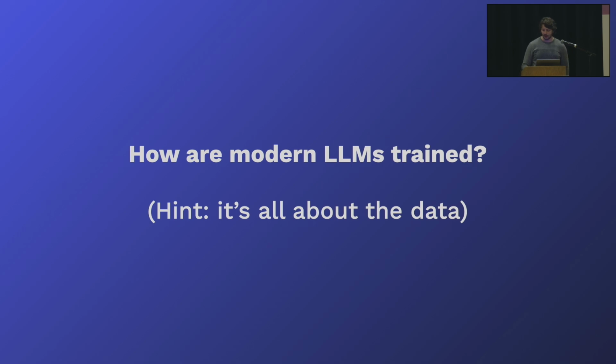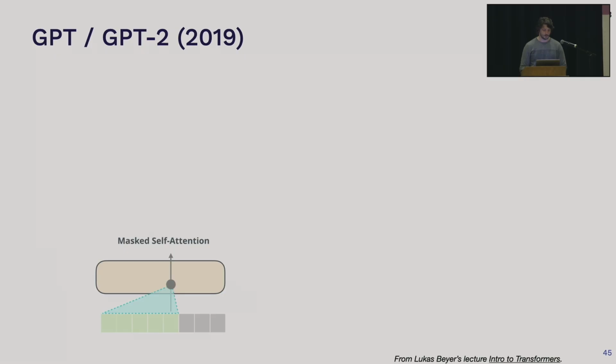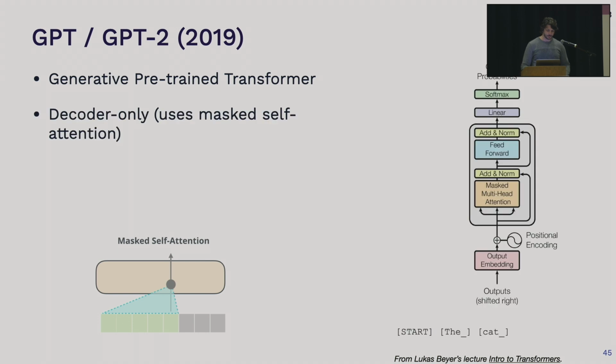I want to talk a little bit about how modern large language models are trained, with a focus on the data they're trained on, because that data is really important to understand in order to build intuitions for what these systems will do well and what they won't do well. So let's go all the way back in time to the prehistoric era of GPT-2, back in 2019.